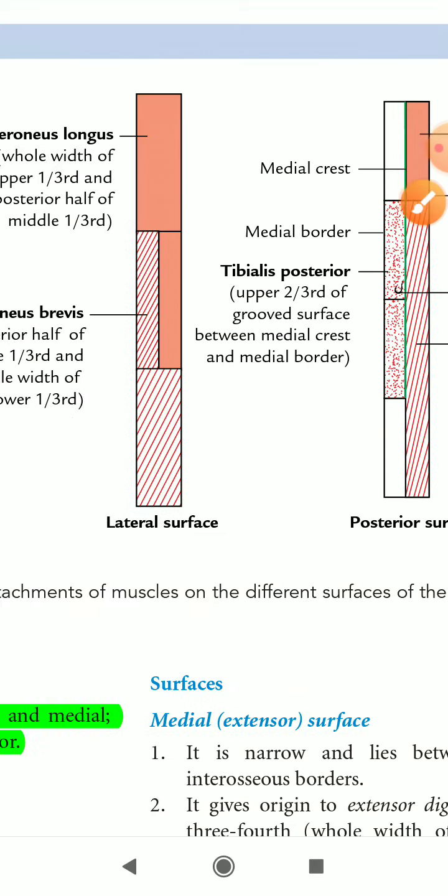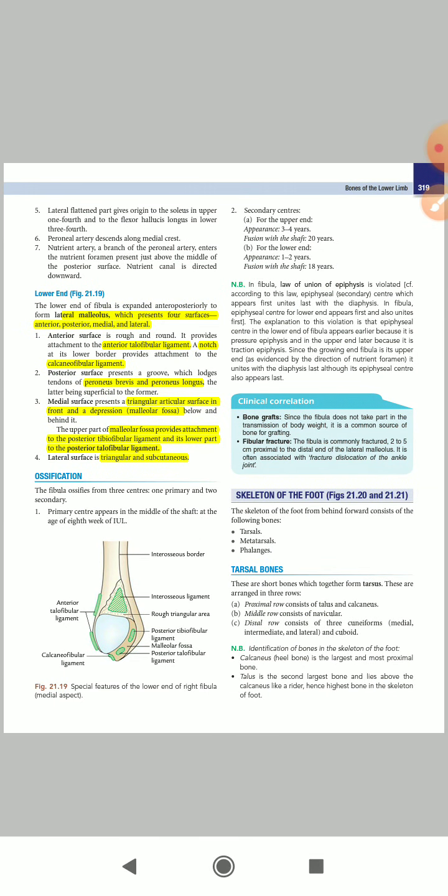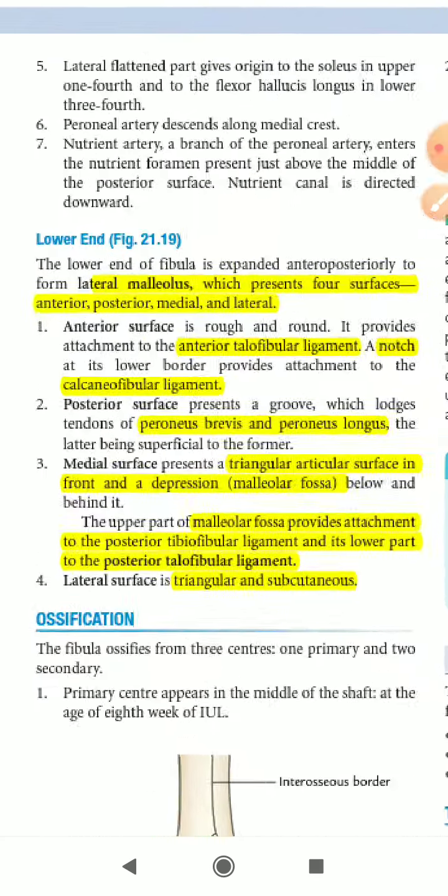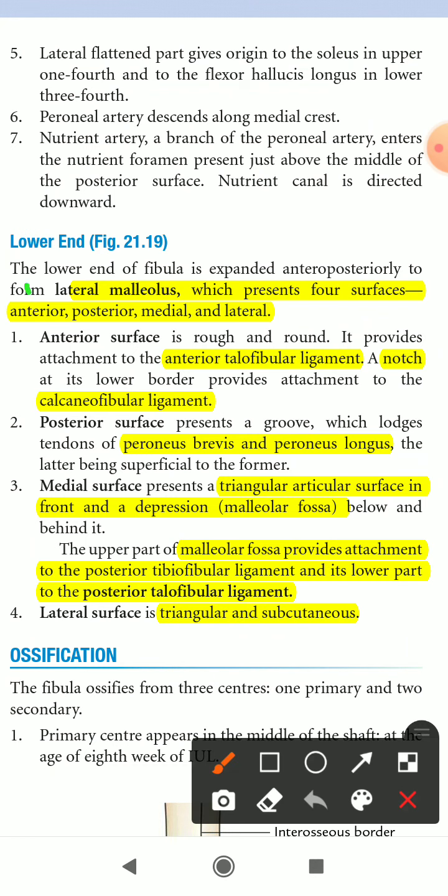Now come to the lower end. The lower end contains a bony projection laterally, which is called lateral malleolus, and it presents four surfaces: anterior surface, posterior surface, medial surface, lateral surface, and a tip. In Ekedatto, it is written as a tip and an anterior border, but here it is written as anterior surfaces.